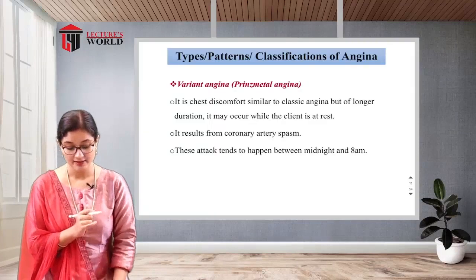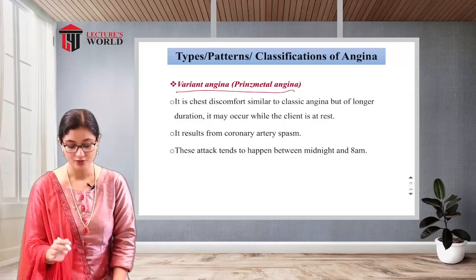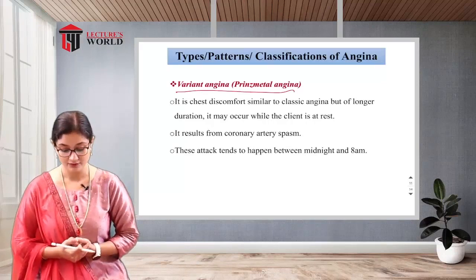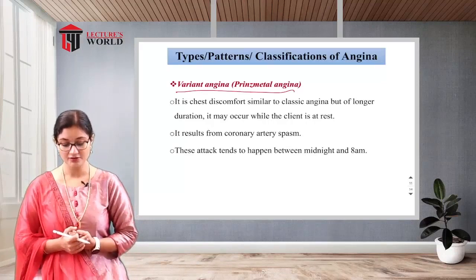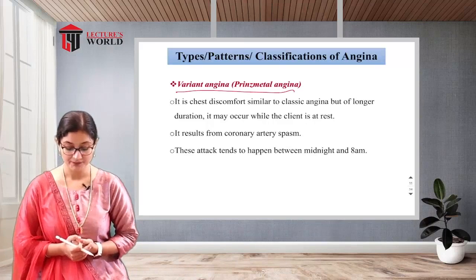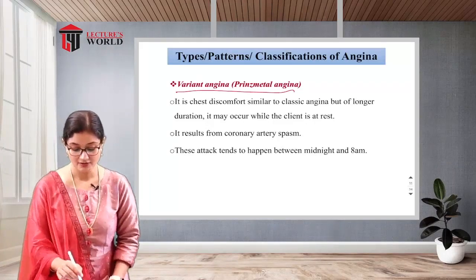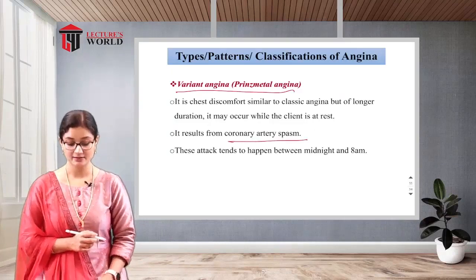Okay, next is variant angina, also called Prinzmetal angina. It is chest discomfort similar to classic angina but of longer duration. It may occur while the client is at rest. Now this results from coronary artery spasm.